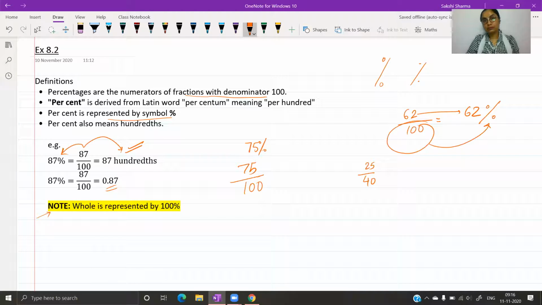Ma'am, the first 3 lines, ma'am, the percent, derived from Latin word, and... Okay. Ma'am, the first line is not there.